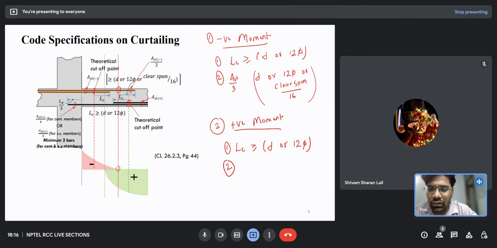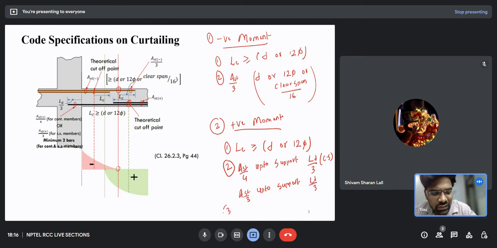at the point of zero bending moment, what the IS code says is don't stop the bars at the point of zero bending moment, but we have here two cases. Extend a bar having area of Ast by 4 up to the support, and it should extend inside the support by a distance of Ld by 3. This was for a continuous member, continuous support. And for simply supported, we have Ast by 3 extended up to the support by a distance of again Ld by 3.